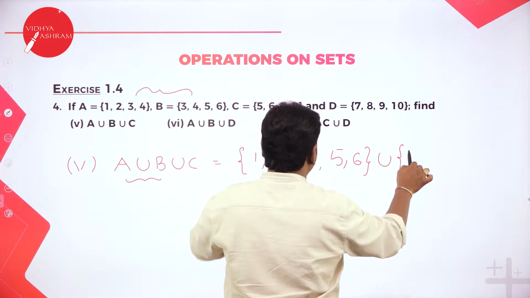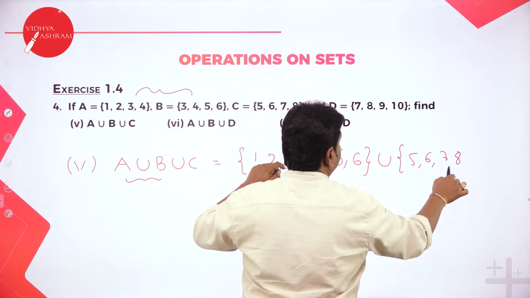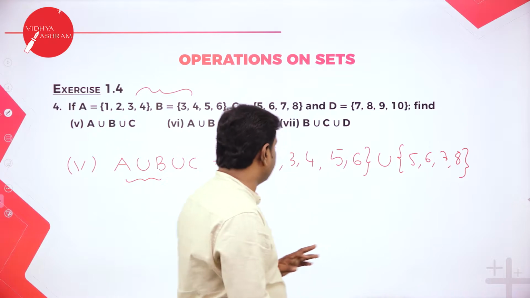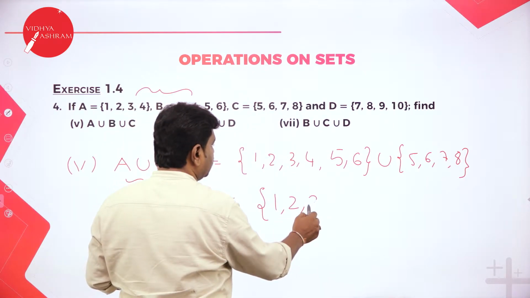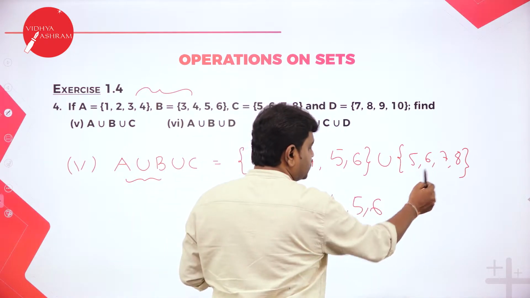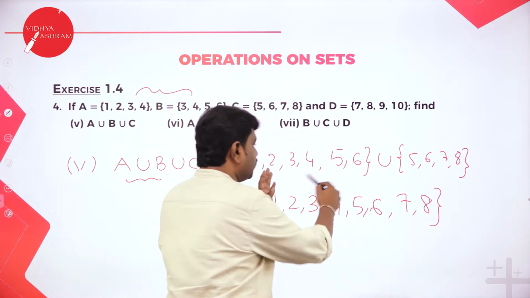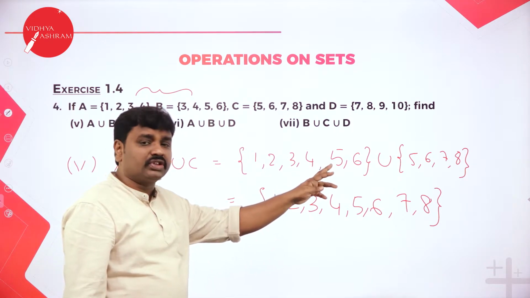Union C. C means what? The third set, 5, 6, 7, 8. Now I should combine 1, 2, 3, 4, 5, 6 with 5, 6, 7, 8. When I combine, I'll get 1, 2, 3, 4, 5, 6, again 5, 6 is there, don't repeat, 7, 8. What is meant by union? Combine these two sets' elements in a single set; you write the elements of both without repeating.